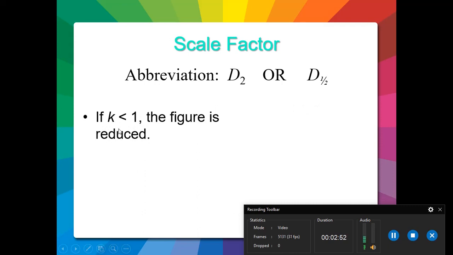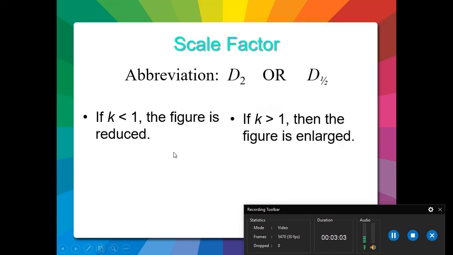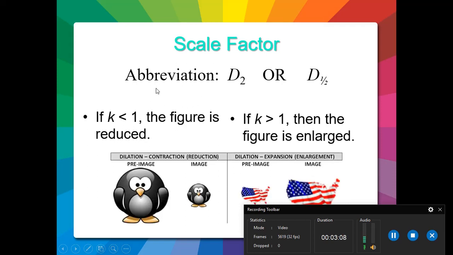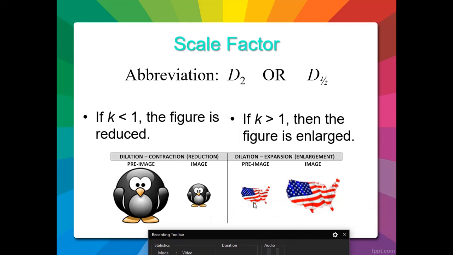So to start with some basic rules, if my scale factor K is less than 1, I should automatically be able to tell that the figure is reduced, even before I start the process. If K is greater than 1, then I know that the figure is being enlarged. So you can see here the pre-image of the penguin. This one is definitely a reduction, so the scale factor is less than 1. In the map of the United States, the pre-image is here on the left. It did get larger, so I know that the scale factor K is greater than 1.